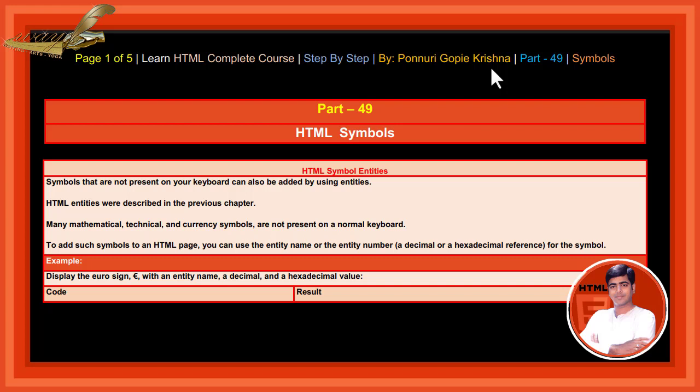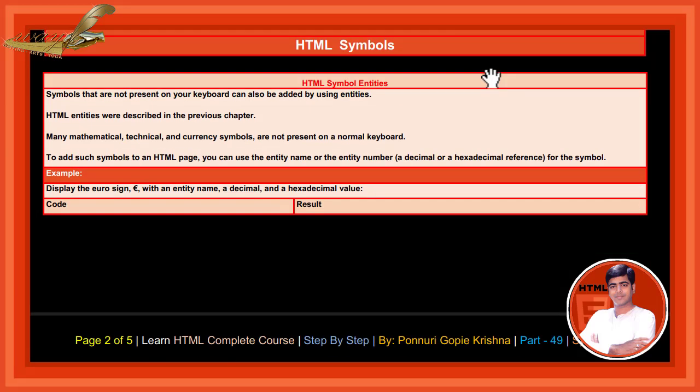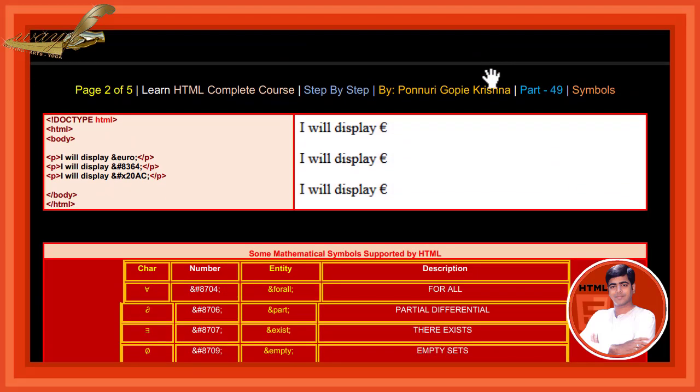Display the euro sign with an entity name, a decimal and a hexadecimal value. See the code and result. See, like this we can use. I will display euro like this. It will print like this.